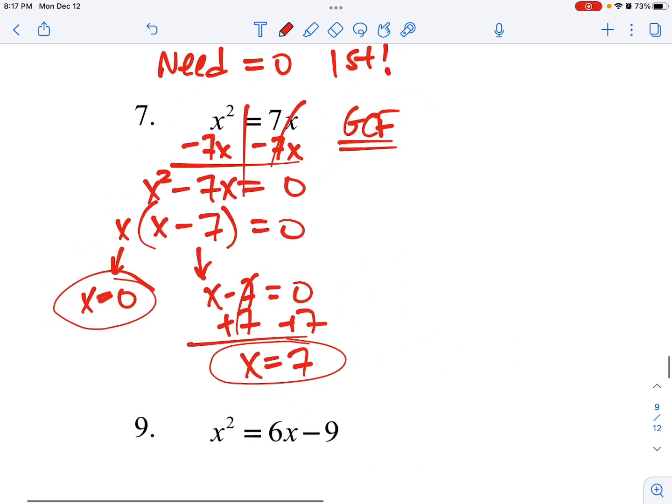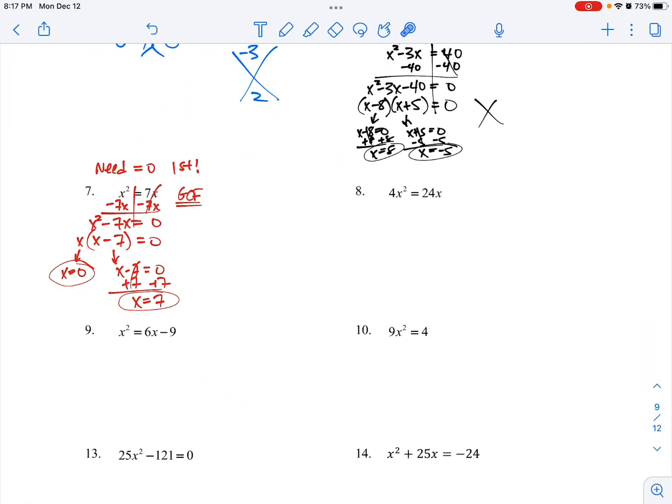Okay, so this one was weird because I needed to first equal it to 0. And then if you ever get stuck, you don't think you know what to do, don't forget about GCF. Put that on your note sheet if you want to, okay?